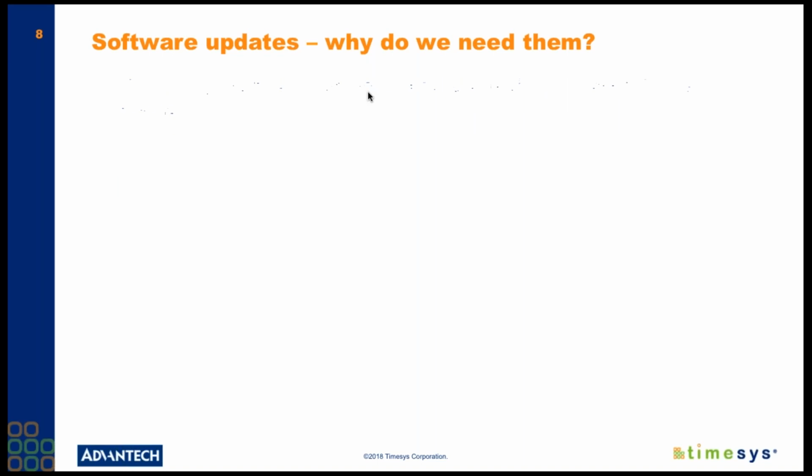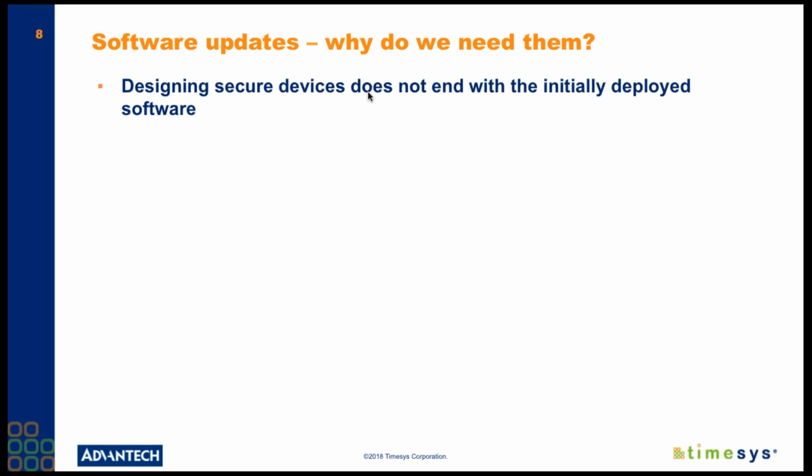So why do we need software updates? Because when we design a secure device and we deploy it, that doesn't mean that I'm secure, right? Over time, as I showed you in session 1, I believe, quite a few security vulnerabilities are being reported. So security definitely would affect how my device is recognized or is performing in the field.